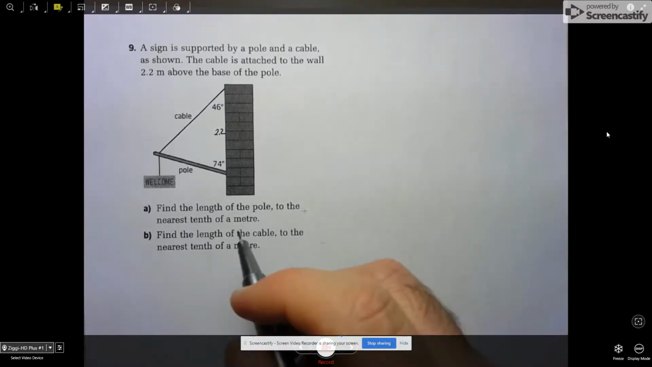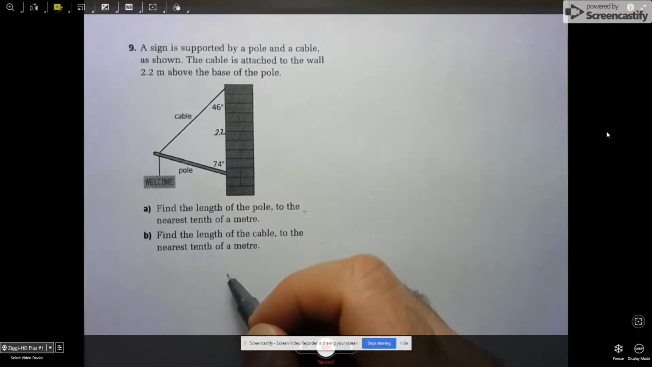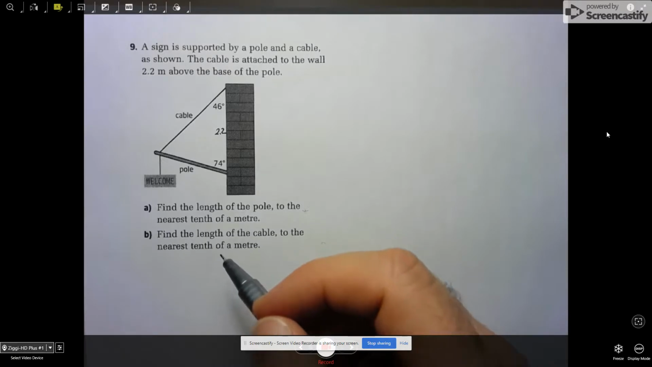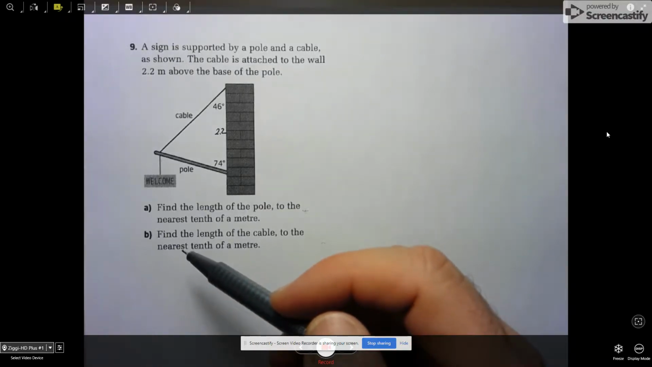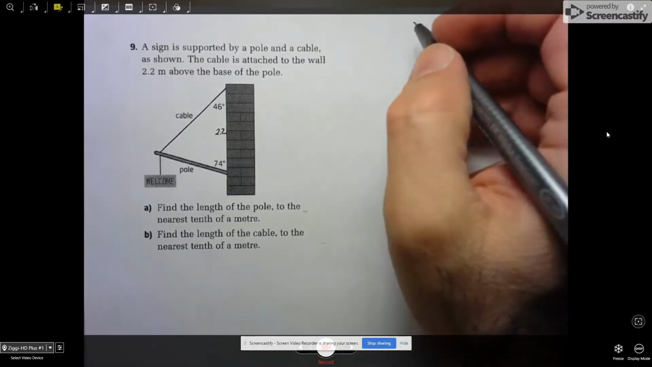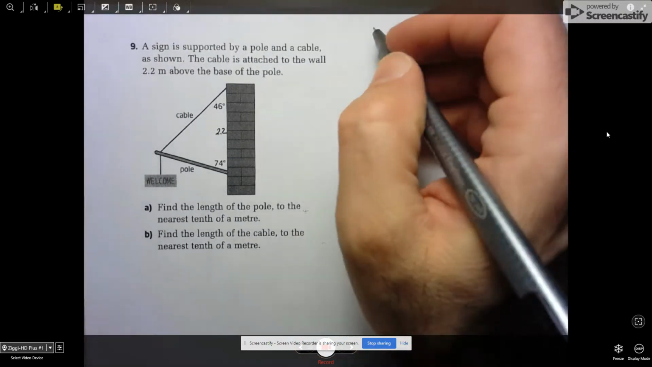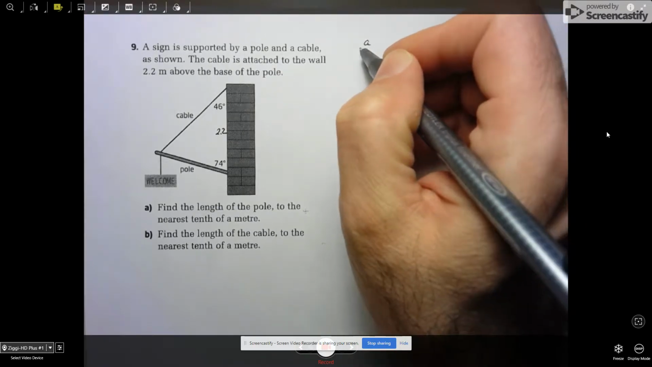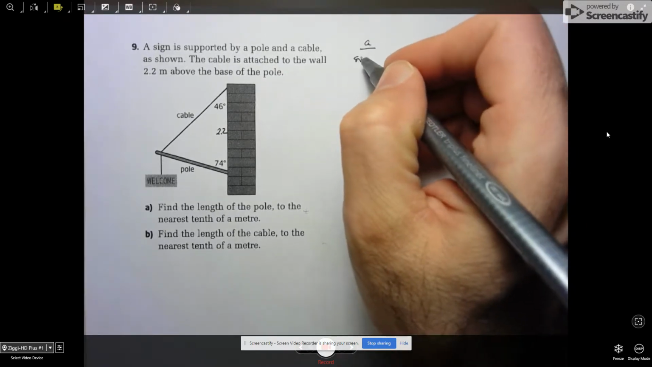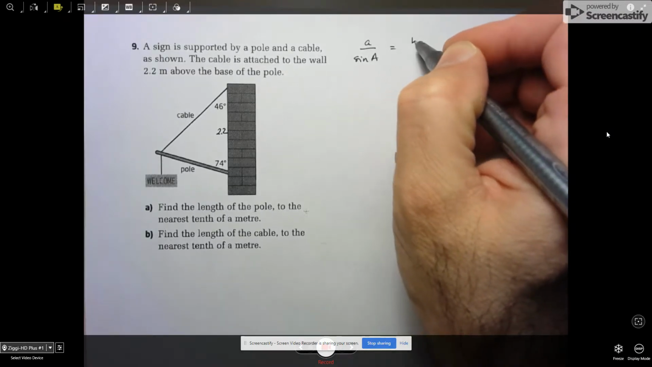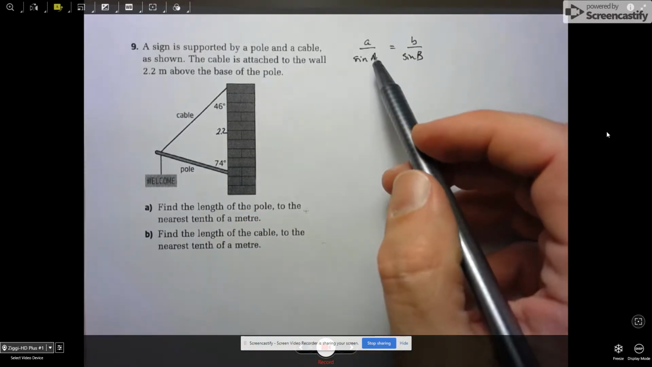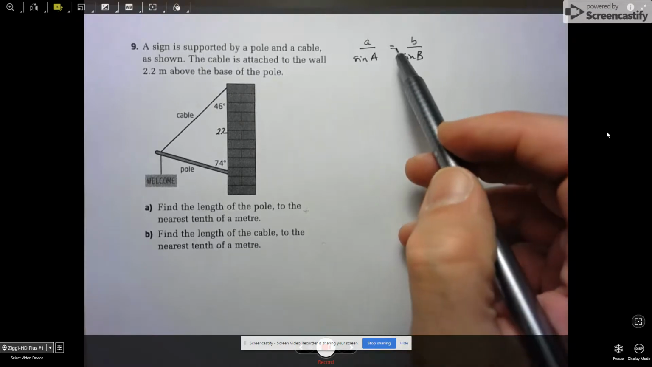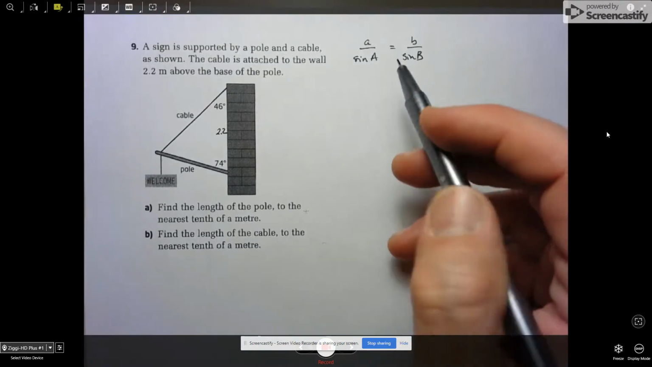And then it wants us to find the length of the pole and the length of the cable. All right, so let's go ahead and do that here. So first thing I notice is I don't have a right angle triangle. So hopefully at this point, all we have is this new law called the sine law to help us out. So let's take a look at what the sine law gives us. Okay, it gives us a relationship between the ratios of side lengths and their opposite angles. Now, of course, this could also be written the other way around as sine A over little a equals sine B over little b.